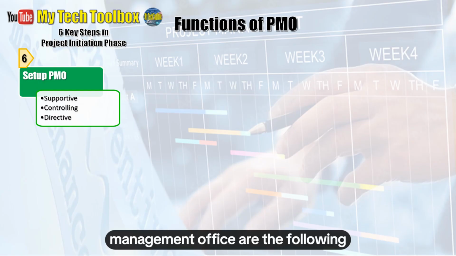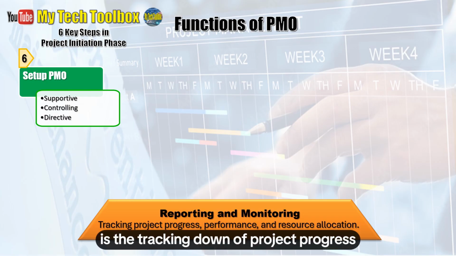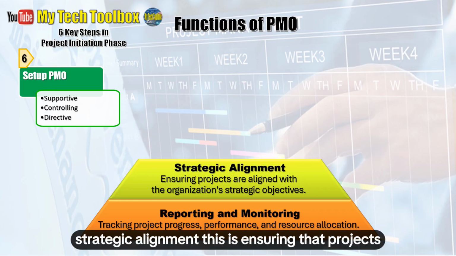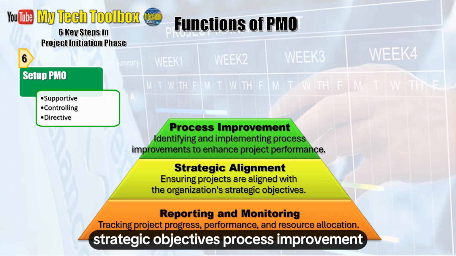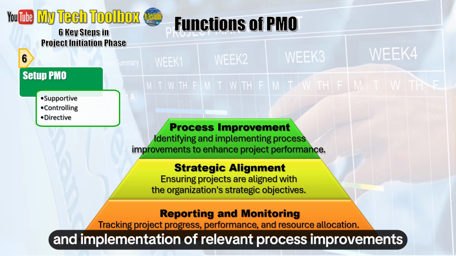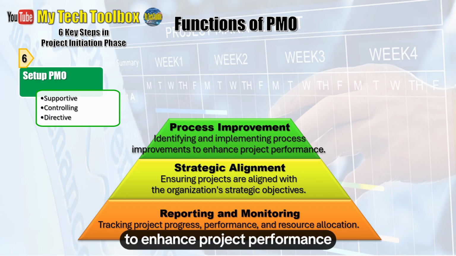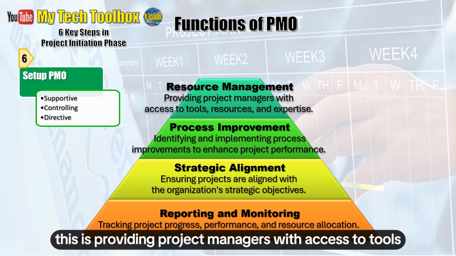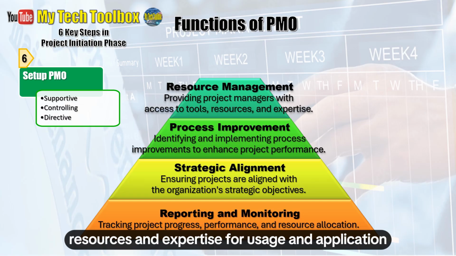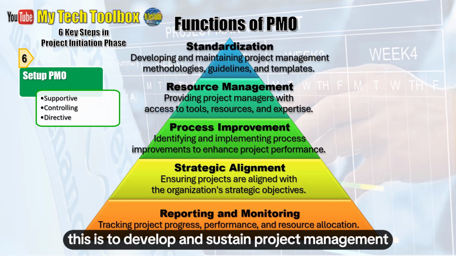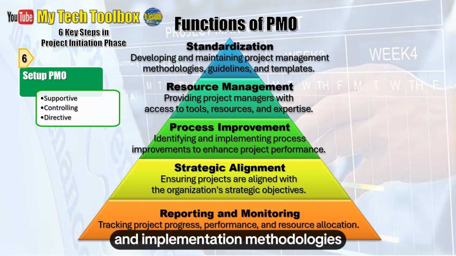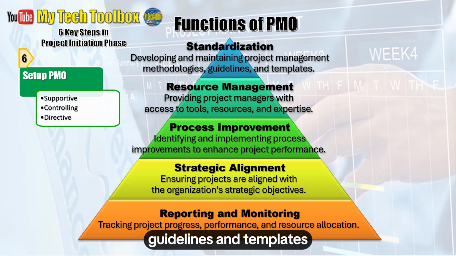Functions of a project management office are the following. Reporting and monitoring is the tracking down of project progress, performance, and resource allocation. Strategic alignment. This is ensuring that projects are aligned with the organization's strategic objectives. Process improvement. It is the identification and implementation of relevant process improvements to enhance project performance. Resource management. This is providing project managers with access to tools, resources, and expertise for usage and application during project implementation. Standardization. This is to develop and sustain project management and implementation methodologies, guidelines, and templates. Those are the 5 main functions of a project management office.